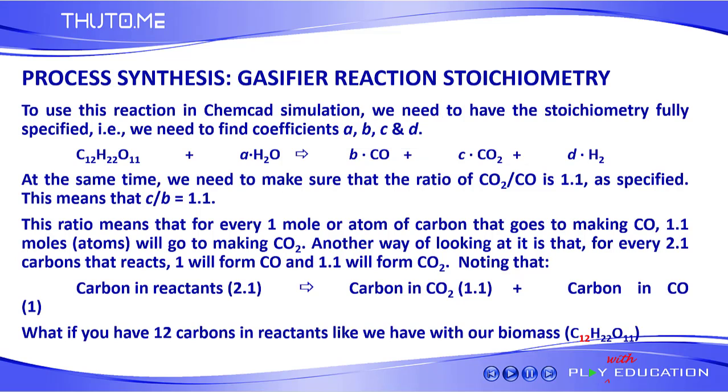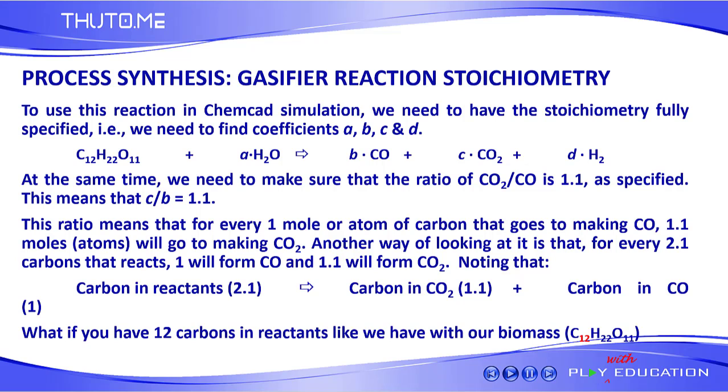At the same time, we need to make sure that the ratio of CO2 to CO is 1.1 as specified. This means that the ratio of C to B has to be 1.1. This is a molar ratio, not the mass ratio. This ratio means that for every 1 mole or atom of carbon that goes into making CO, 1.1 moles or atoms will go into making CO2.